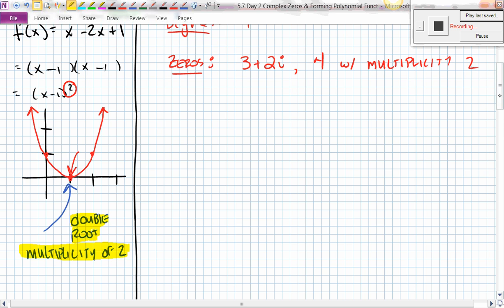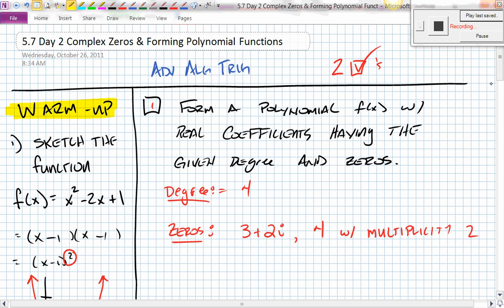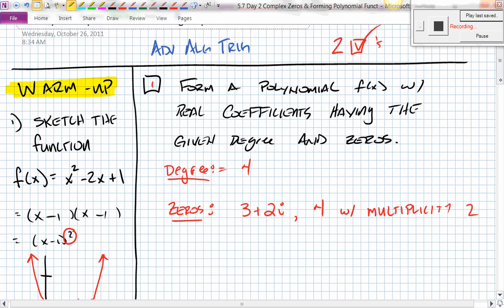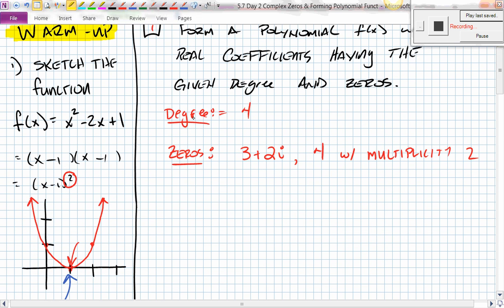And that's going to come into play right here when we do this first problem. So our goal for today was to form a polynomial function f of x with real coefficients, having the given degrees and the zeros. So right now you know that this particular polynomial has a degree of 4. And we're given 2 of the zeros here. We're given that 3 plus 2i is a 0. That's a complex 0. And then we know that 4 is a 0 with a multiplicity of 2.